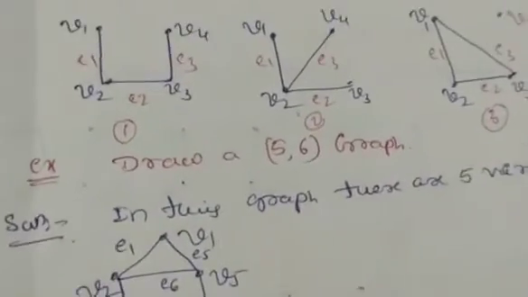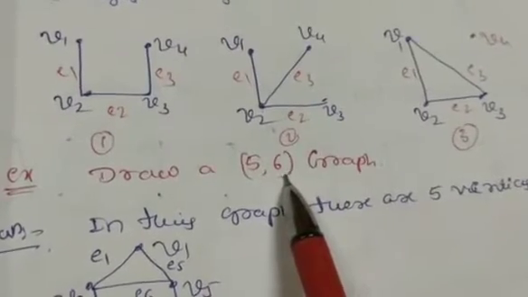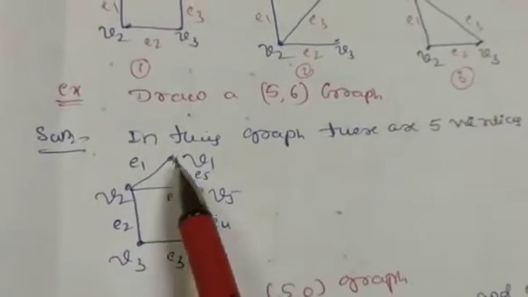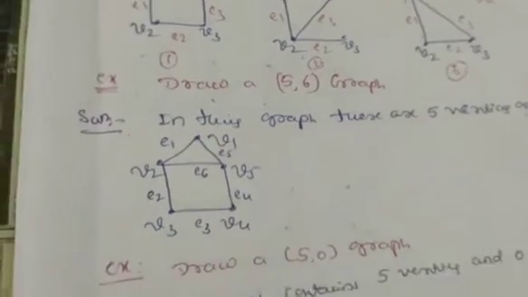Then draw a graph which has 5 vertices. A 5,6 graph means it has 5 vertices and 6 edges. We can have this graph here. Here we have 5 vertices, v1, v2, v3, v4, v5 and 6 edges like this.